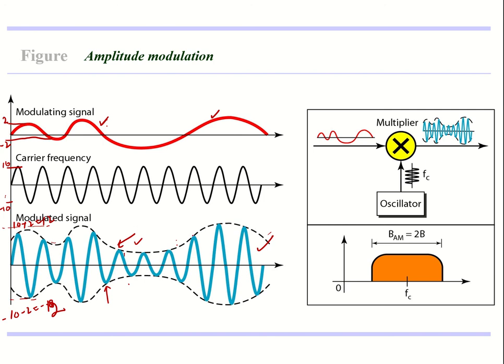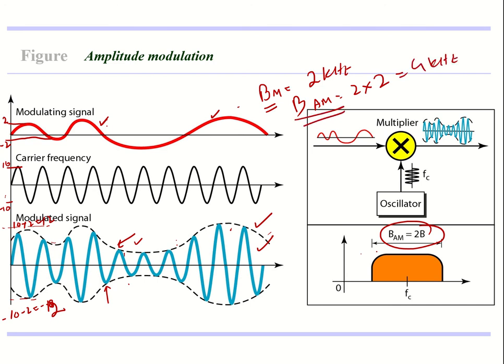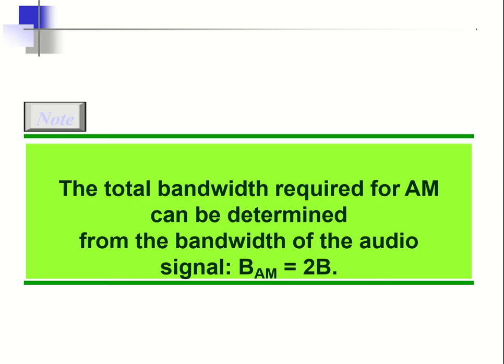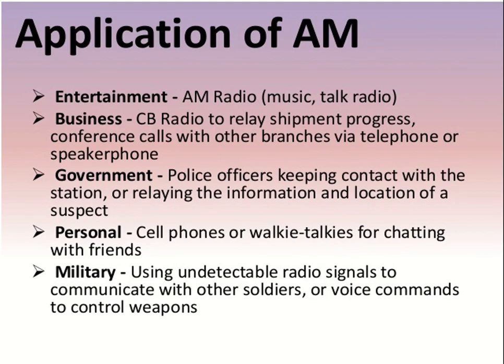If we talk about the bandwidth of the AM modulated signal, it will be 2B. For example, if the message signal bandwidth is 2 kilohertz, then the bandwidth of the modulated signal will be 2 times that, 4 kilohertz. This way we can calculate the bandwidth of the modulated signal. This is another interpretation of the same thing, bandwidth.